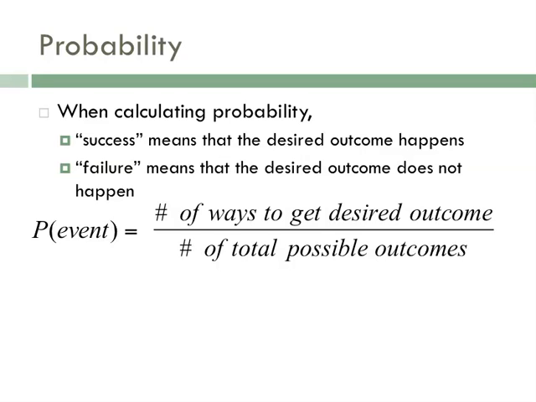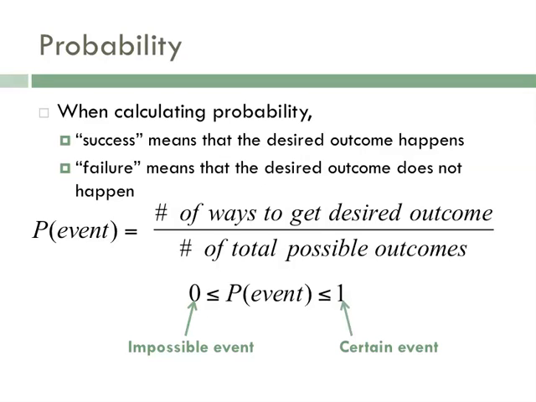Now, when we talk about probability, we remember that probability is always going to be a value between 0 and 1. If it's equal to 0, that means it's an impossible event. And if it's equal to 1, that means it is a certain event. Now, you can write probabilities in the form of a percent. That's absolutely fine. Just remember, percent means over 100, which means it is going to be still between 0 and 1.